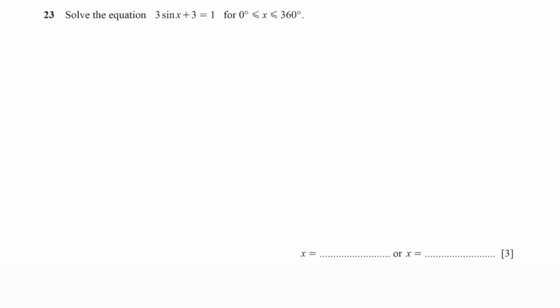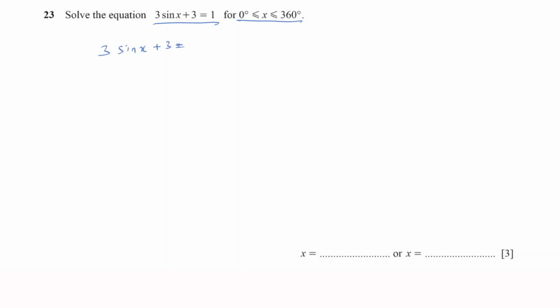Question number 23. Solve the equation 3 sin x plus 3 equals 1, for the value of x lying between 0 degree and 360 degree. We have to be very careful. The value of x should only lie between 0 and 360. Okay. Sometimes we even get the value of x from here itself. Let's try to find out. So 3 sin x plus 3 equals 1. This is the equation, right?